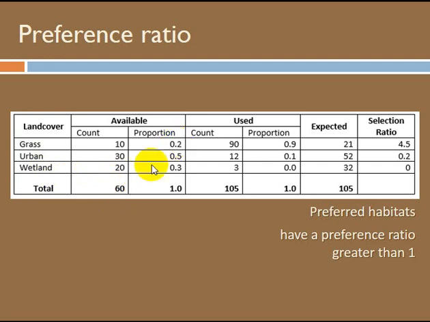Then we can calculate the proportion. We can divide 10 by 60 and we get 0.2, 30 divided by 60, 0.5. Okay. So this is the proportion you should test. Make sure it equals 1.